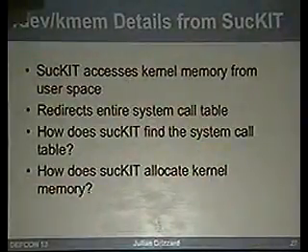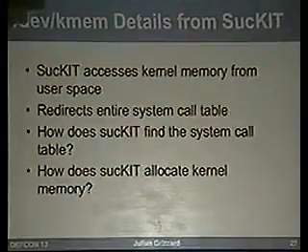Okay, so if you want to install your rootkit from dev kmem without doing a kernel module, there's a couple of things that are tricky. First, how do you find the system call table? You don't have the symbols. And second, how do you allocate memory to insert new code into the kernel?